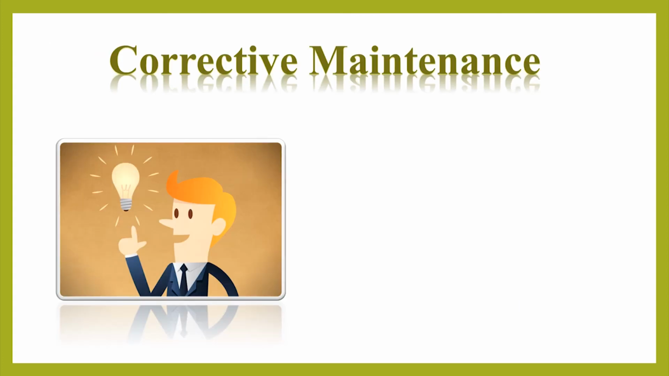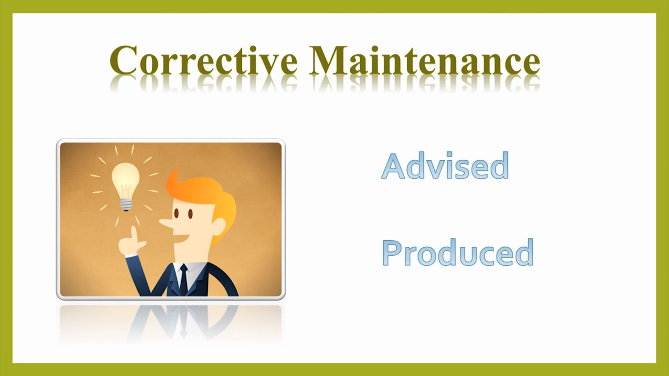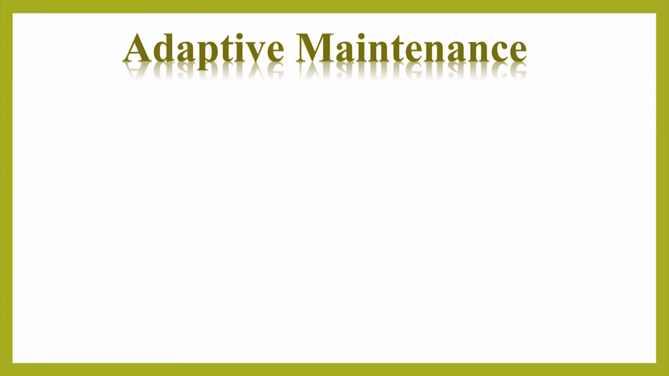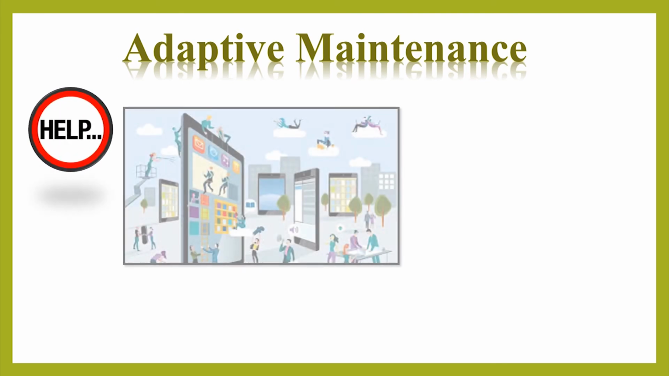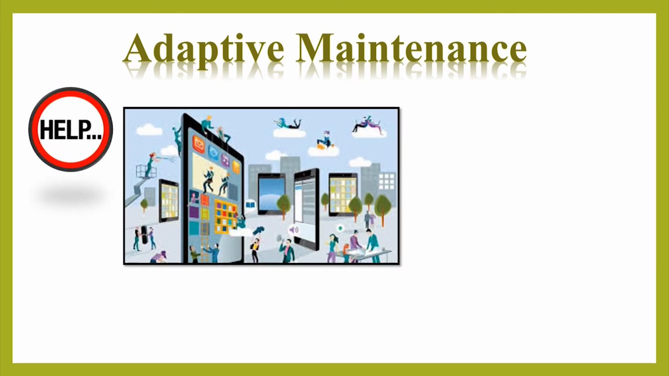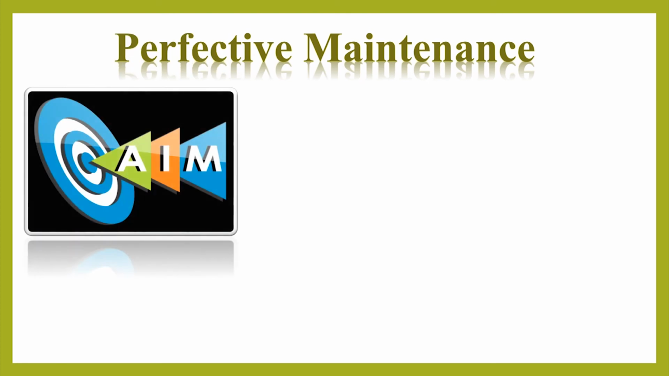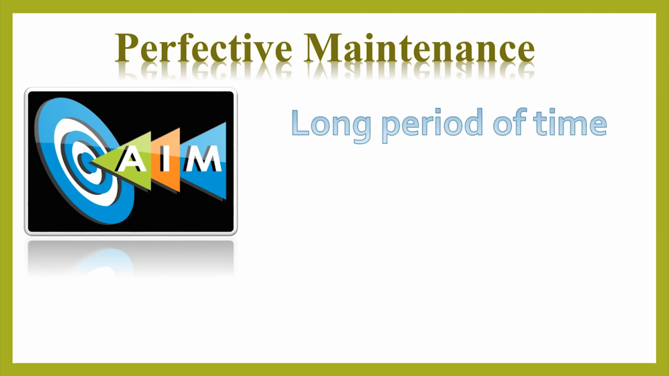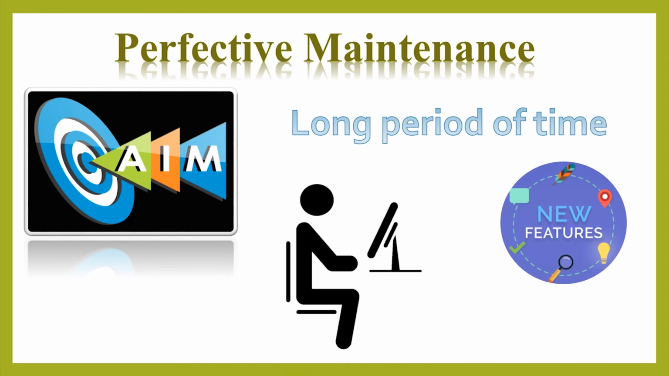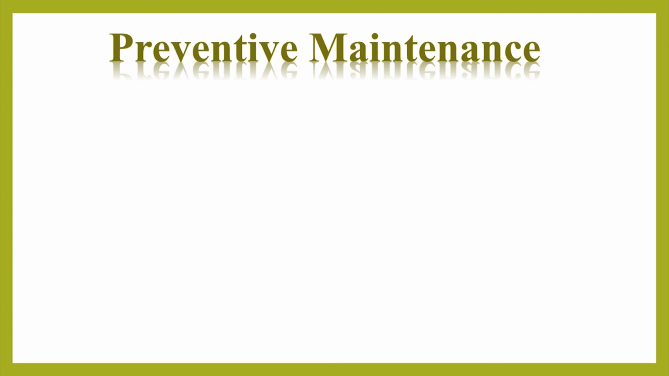Firstly, corrective maintenance. This type of maintenance corrects the problems which are advised by the user or produced by user error reports. Adaptive maintenance has the main purpose to help to adapt to the ever-changing world of technology and business environment. Perfective maintenance aims to keep the software usable over a long period of time. It includes new features, new user requirements for refining the software, and improving its reliability and performance.